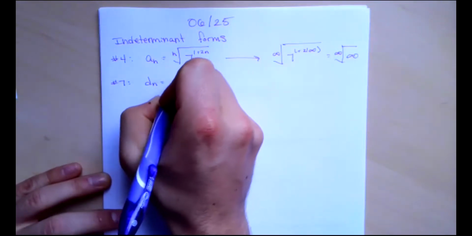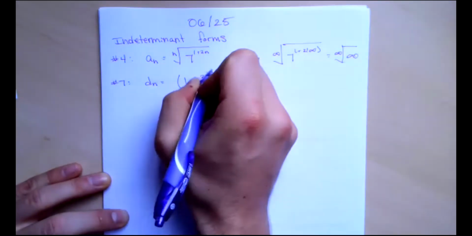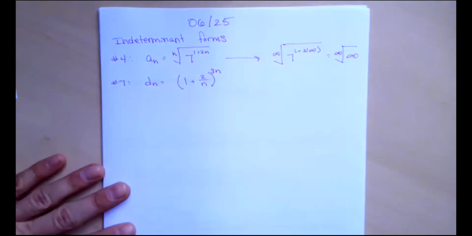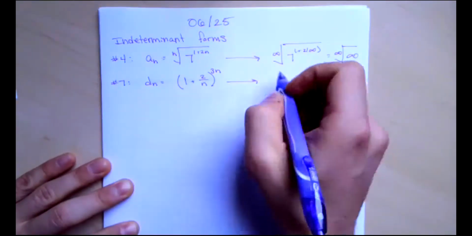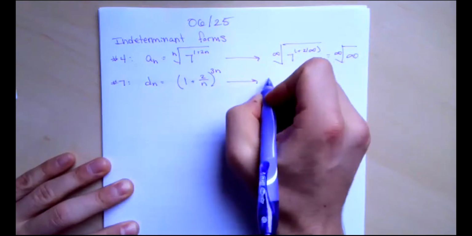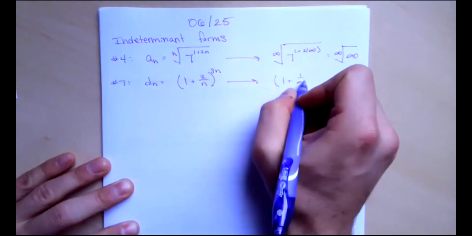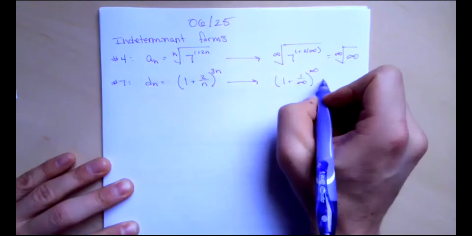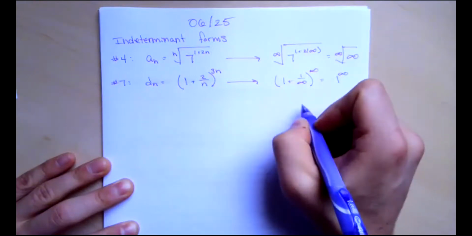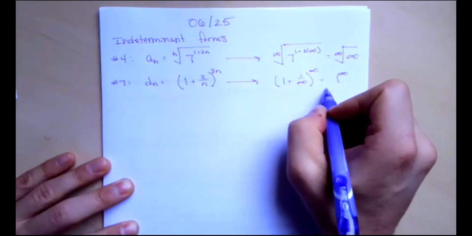You've got 1 plus 2 over n to the 3n. And so now what's happening with this guy, when we compute the limit, we will get essentially 1 plus 1 over infinity, which is a 0, but then raised to the infinity. So it's 1 to the infinity. And remember, a 1 to the infinity is indeterminate.